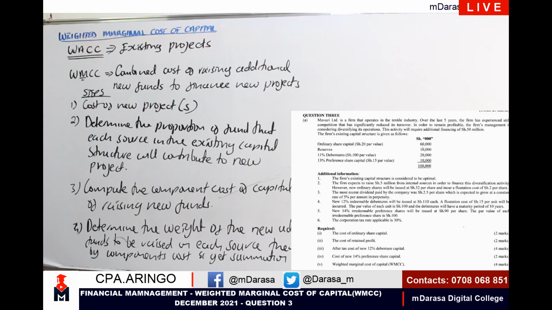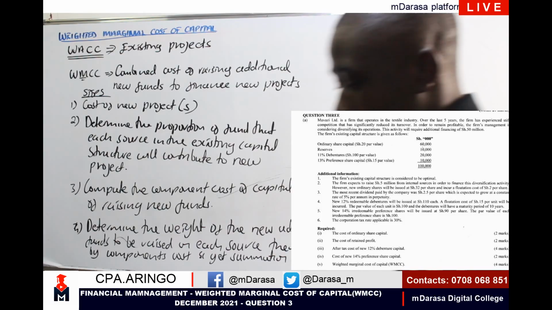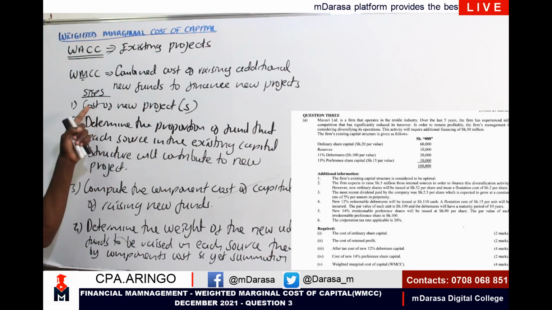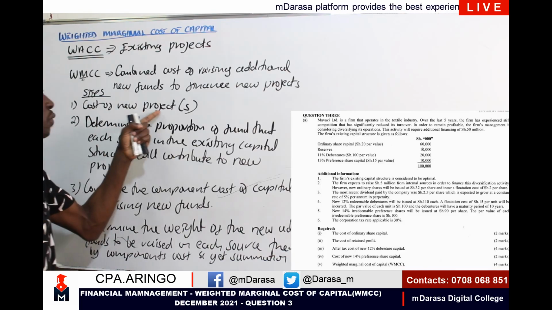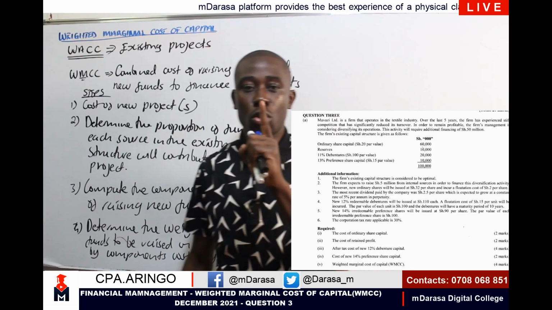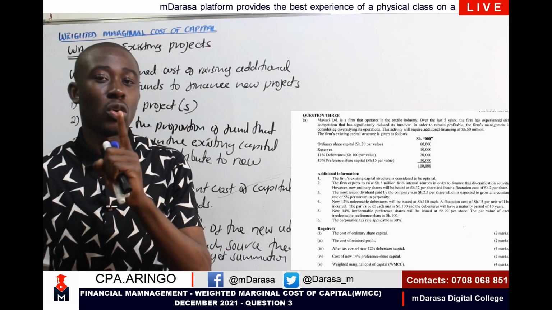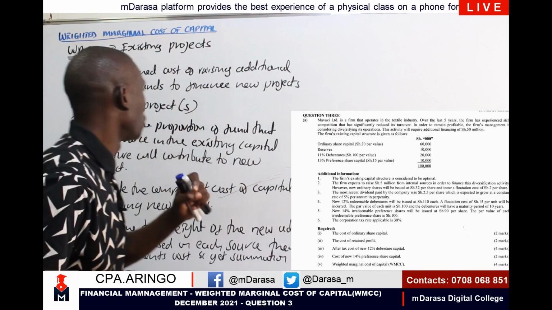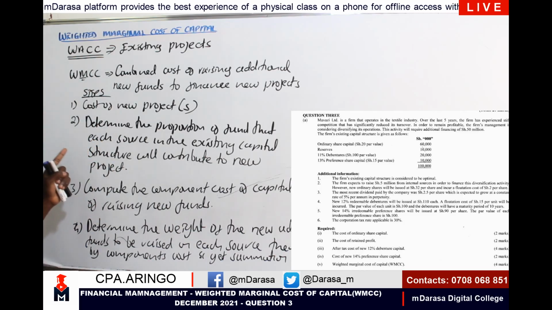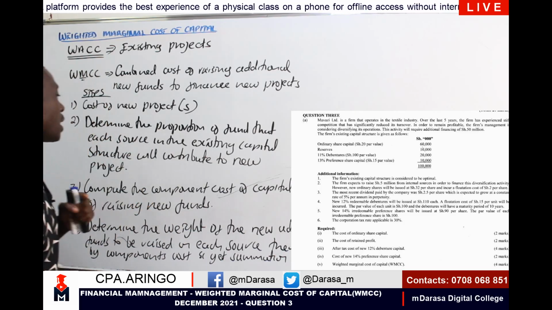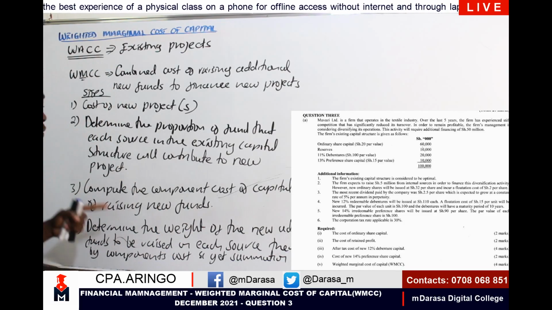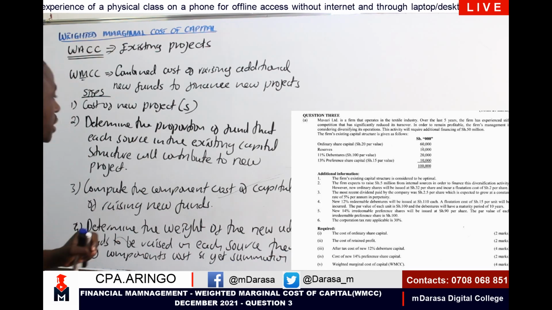So having that case, the first step that we need to do, of course, is to identify the cost of our new project. After we have identified the cost of the new project, my good students, we need to determine the proportion of total funds that each source in the existing capital structure will contribute to the new project. Then of course we compute the components cost of capital, then we determine the weight.